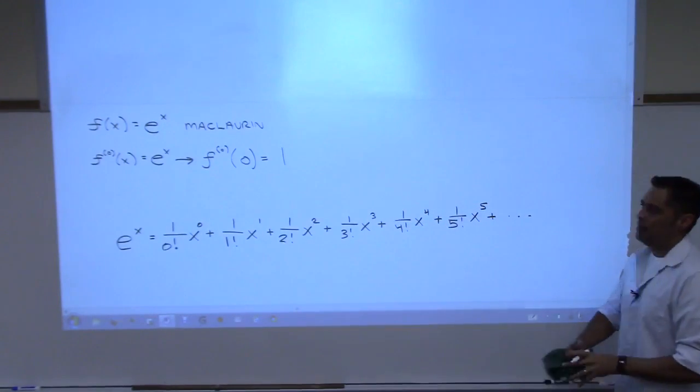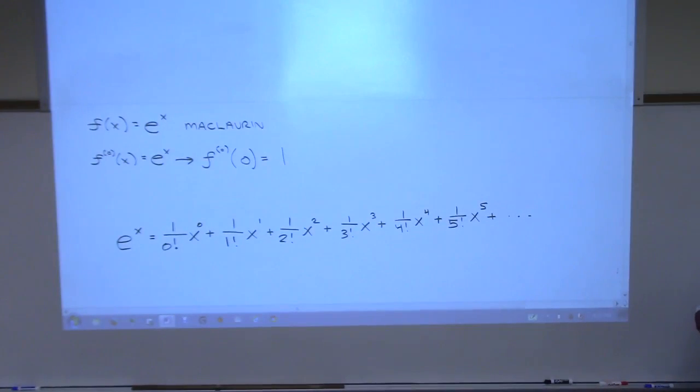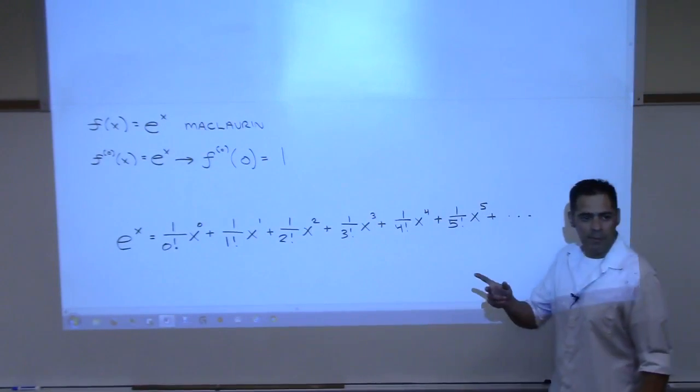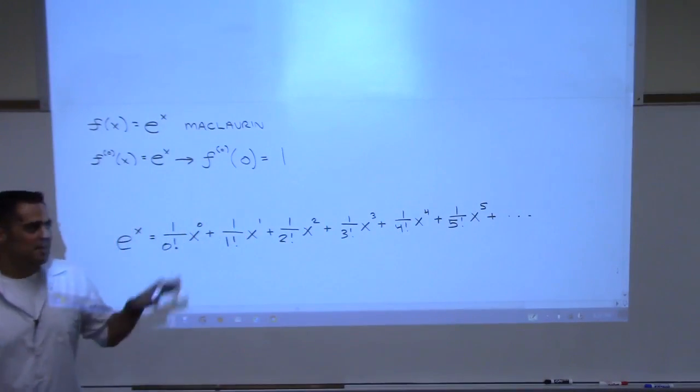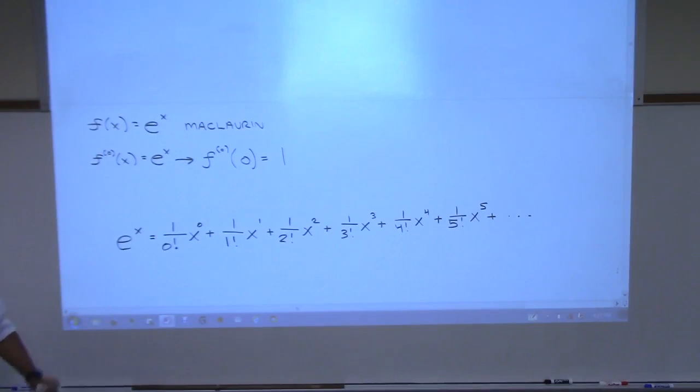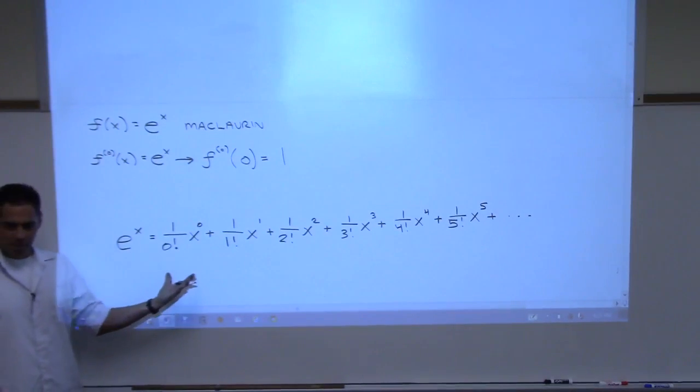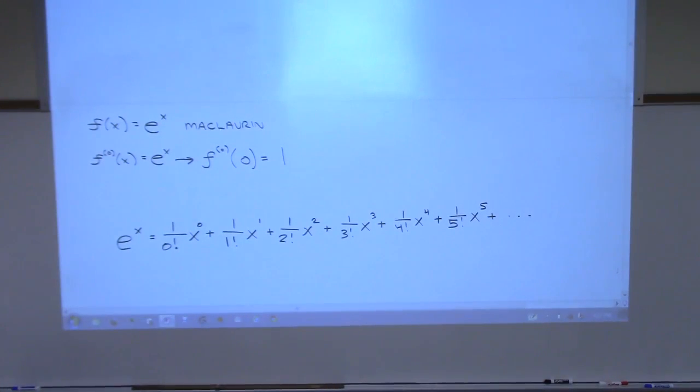The exponential function is neither even nor odd. Remember when you were studying even and odd functions, you could have neither. This is neither. It's not odd, it's not even. Does that make sense?